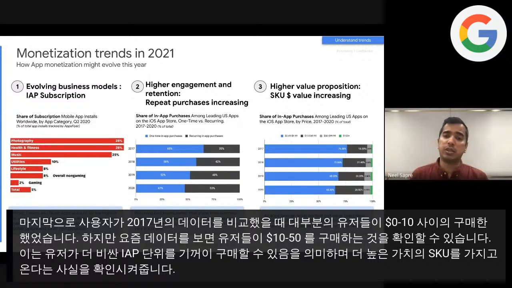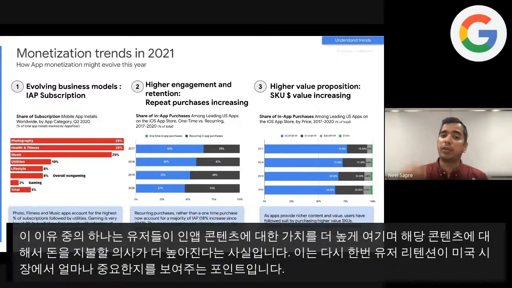One of the reasons is users find apps richer in content and more valuable, and hence they're ready to actually pay more money. So that also again points to the fact that it's very important to retain your users, engage your users, and hope that they keep investing in higher value SKUs.